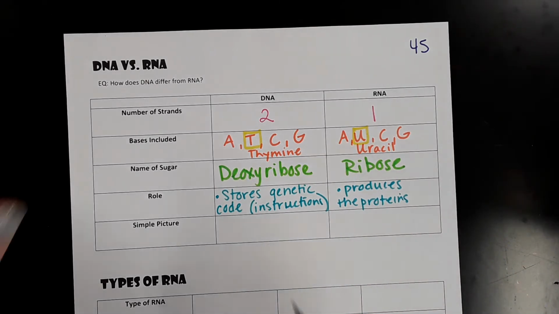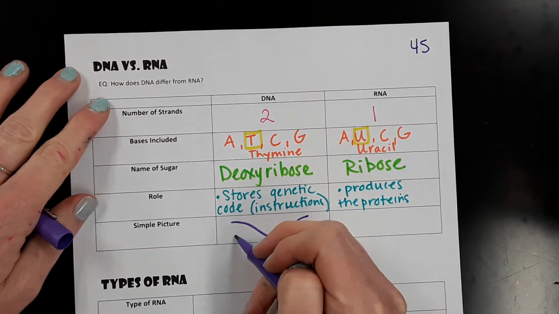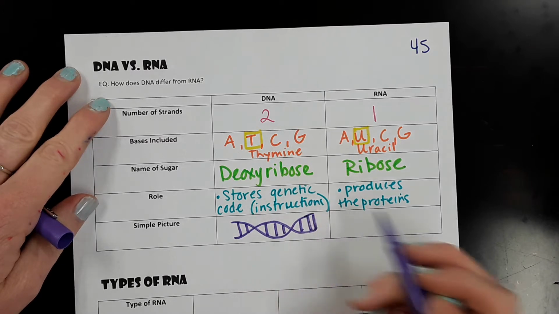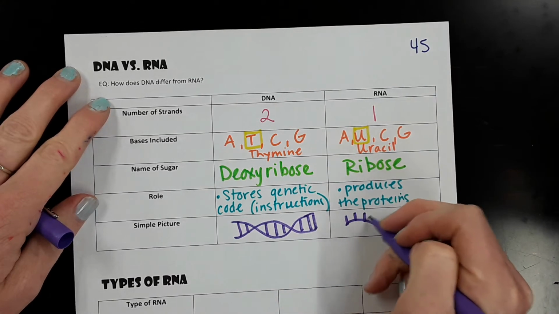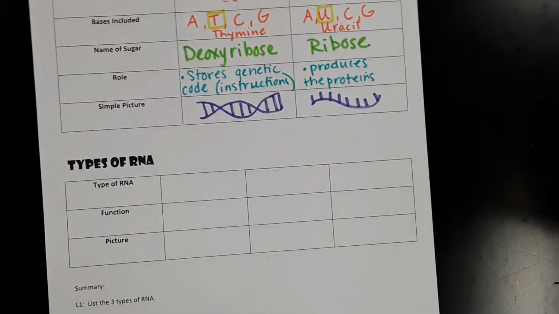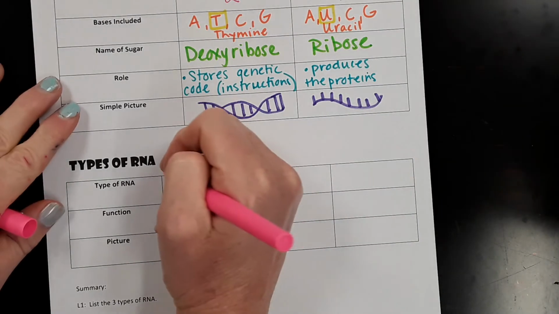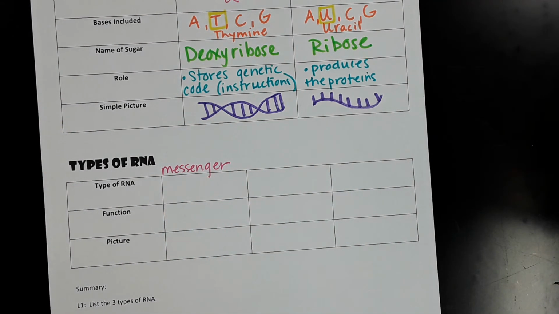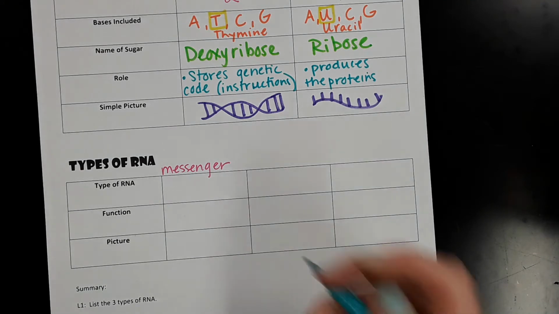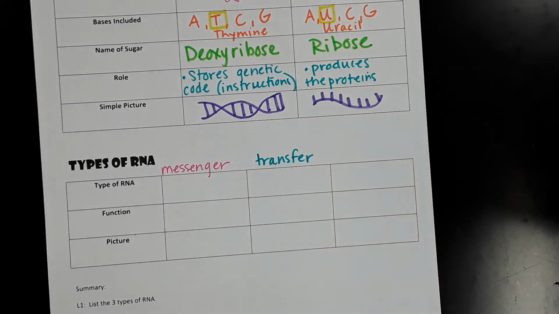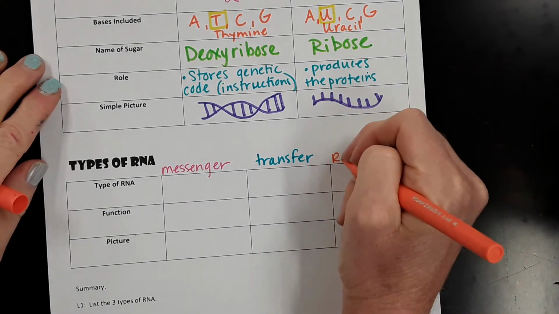Quick image. DNA is double-stranded. It looks like that twisted ladder, so double helix. And the RNA is a single strand with those exposed bases. All right, types of RNA. There are 3 different types of RNA. There is the messenger RNA. There is the transfer RNA. And there is also ribosomal RNA.